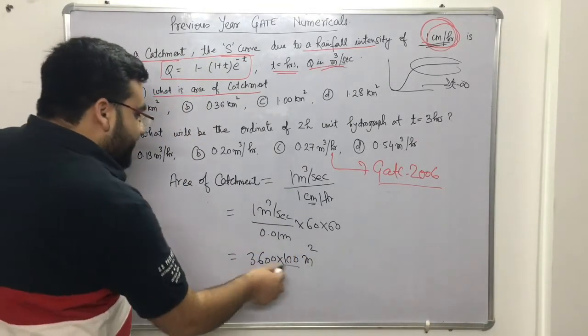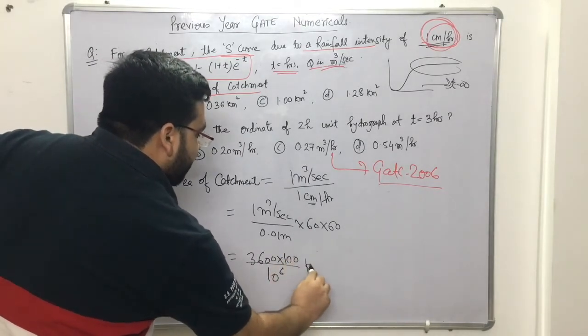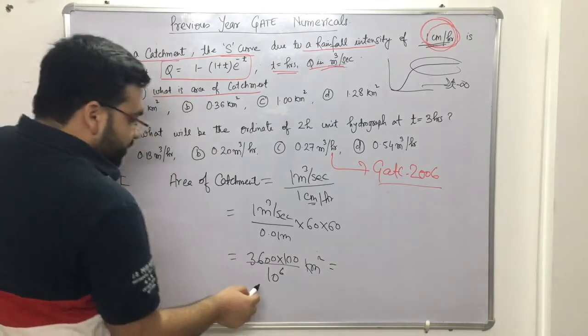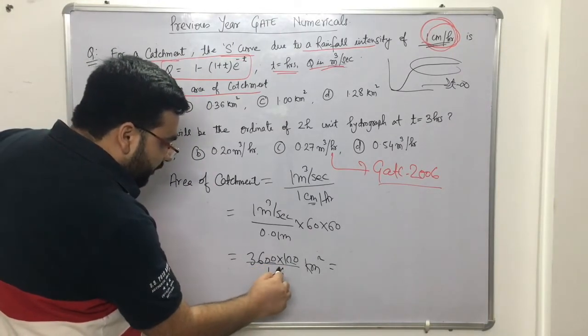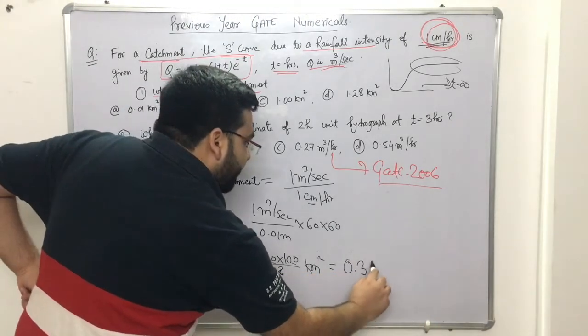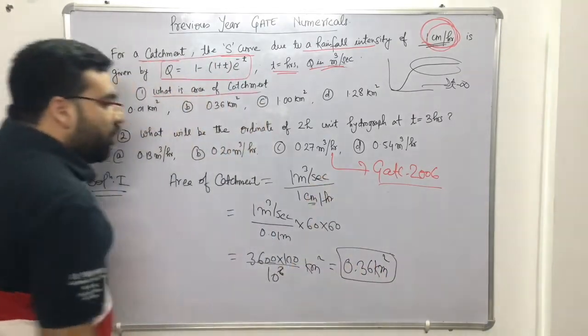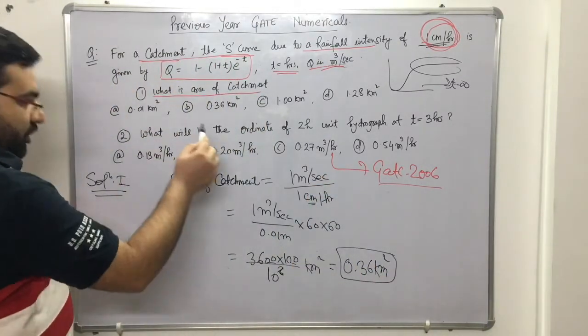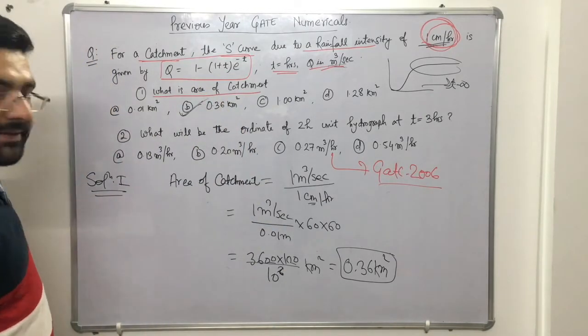So let me divide it by 10 raised to power 6 to convert it into kilometer square. Now let's convert it into kilometer square. So 10 raised to power 6, 1, 2, 3, 4. So 4 got cancelled out, we are left with 2. So it comes out to be 0.36 kilometer square, which is the correct answer. I hope you have got the answer, that is 0.36 kilometer square.